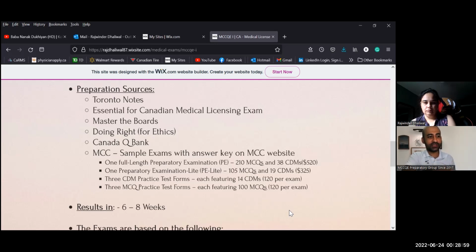Out of these resources, I do not recommend most of them except Master the Boards. For me, it's Master the Boards, First Aid for USMLE Step 2 CK, and then UWorld and the QMAX. This is basically my all-out list that I always tell people to study from, even in our group. But again, different resources work differently for different people.